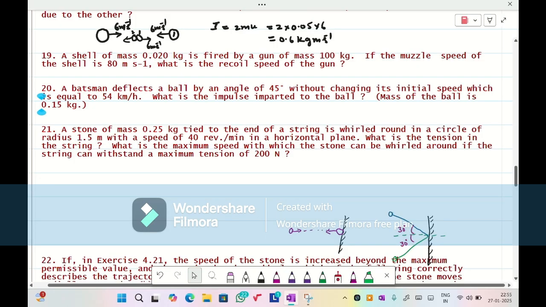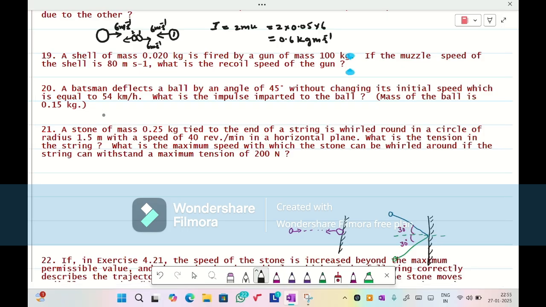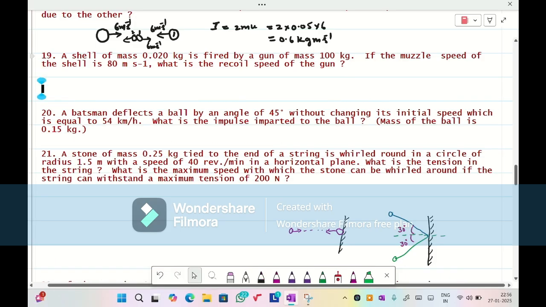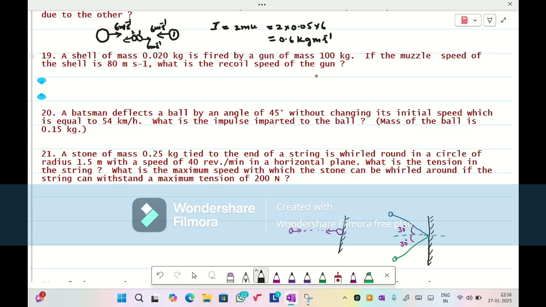So now the 19th one. A shell of mass 0.02 kg, the mass is given, is fired by a gun of mass 100 kg. So it is also recoil velocity, meaning application of conservation of momentum and the third law. The recoiling speed of the gun is being asked. So initially the gun is 100 kg, and it is at rest.